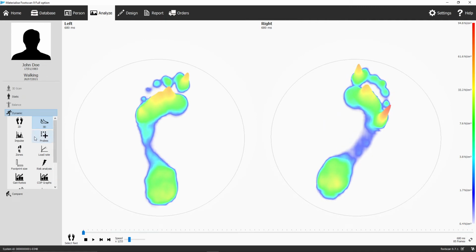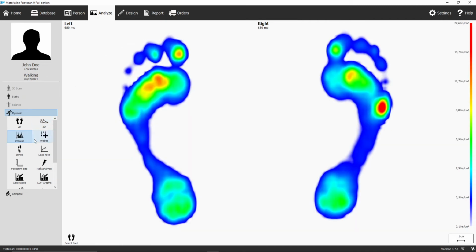The impulse is also a derivative of the 2D pressure of the foot, but we're taking the time factor into account for this one. The red areas in the impulse option are potential risk areas for patients with sensitive feet because a higher pressure is working on that area for a longer time.